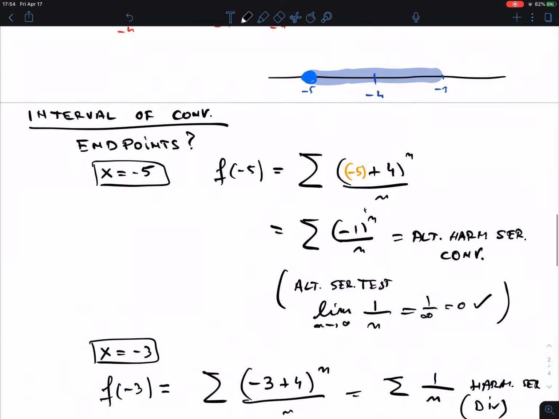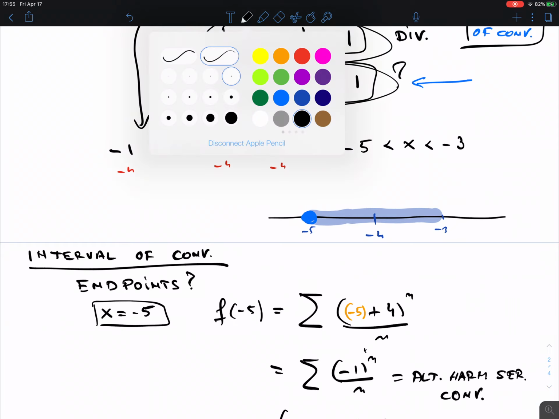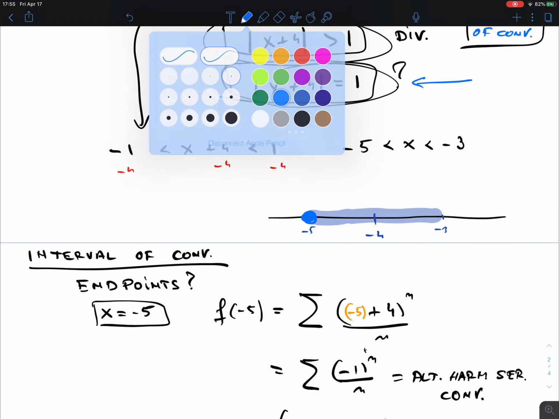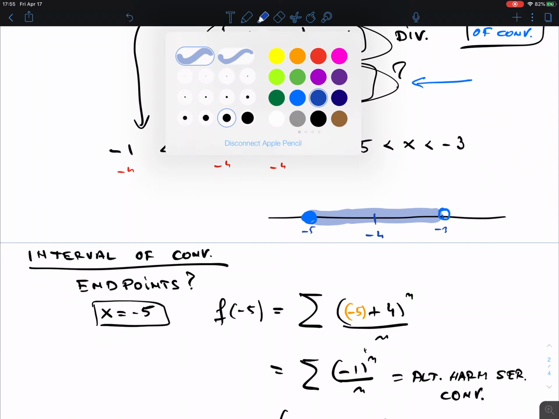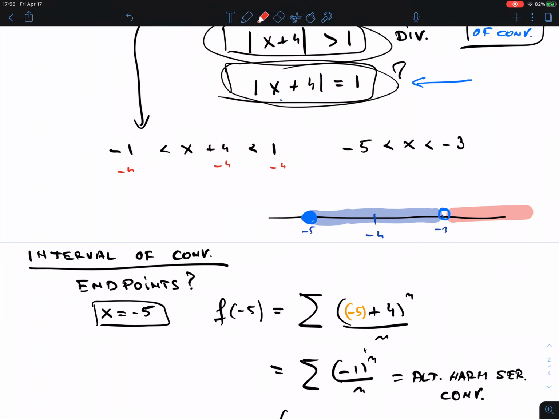So what does this now mean? That means that this other point is not included. Sorry. So it's an open point. Okay? And what about the outside parts? Well, we know already this is divergent. These are the divergent parts. So this is divergent, and the blue is convergent, including this point, but not including that point. And that is the general picture. So that's how it always will look like. It's always going to be an interval around the center.